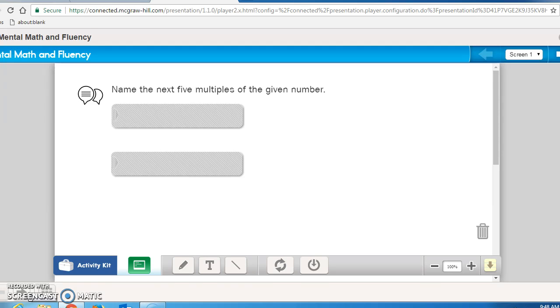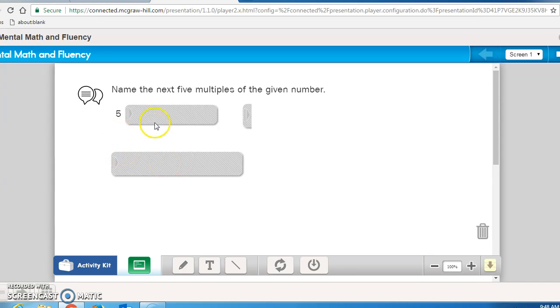But as with every other lesson, let's start with our mental math and fluency. It says, name the next 5 multiples of a given number. Notice that a lot of our mental math and fluency have to do with factors and multiples. So you need to make sure you are studying your multiplication facts every night, because almost every lesson is going to have you looking at multiples or factors.